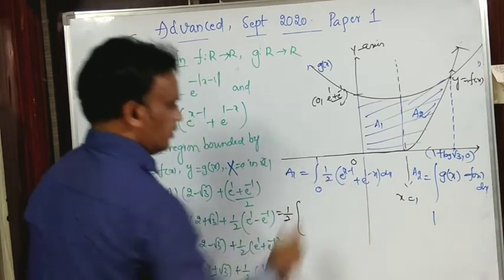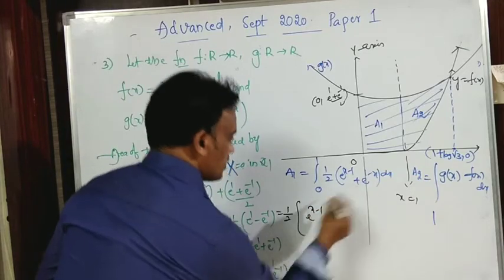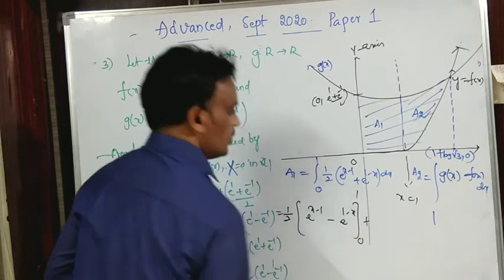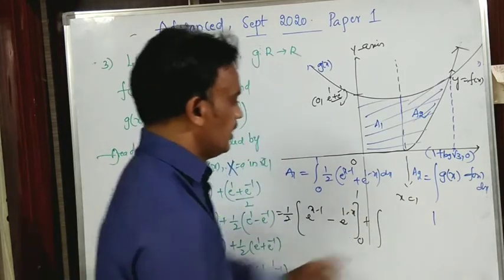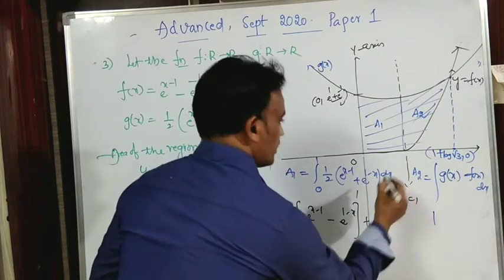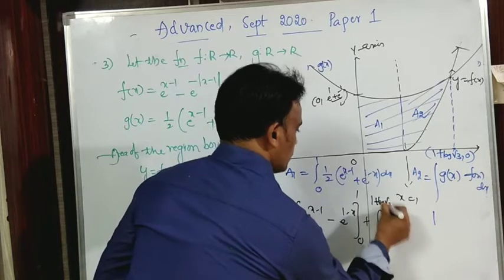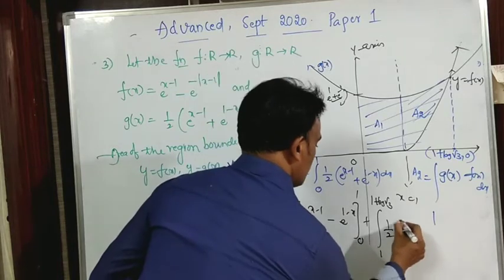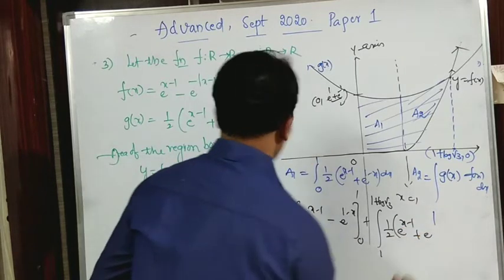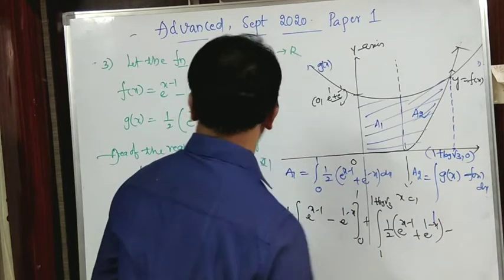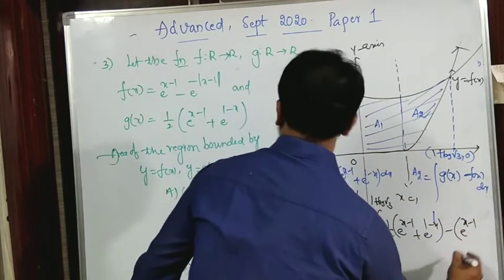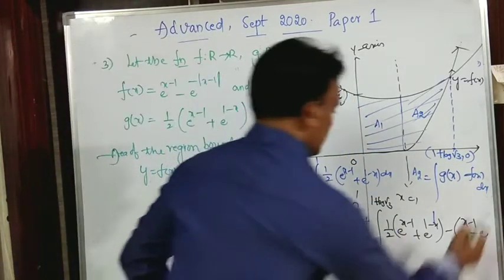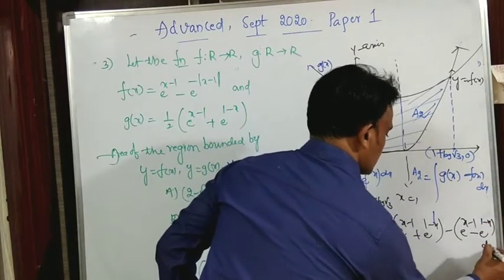This is 1/2 of (e^(x-1) - 1) integration, and this is a minus of e^(1-x), boundaries are 0 to 1. Plus integration of 1 to 1 + log root 3 of g(x). So g(x) is 1/2 of (e^(x-1) + e^(1-x)) minus of (e^(x-1) - e^(1-x)). For x greater than 1, x - 1 is positive, so I can write it as e^(1-x) dx.